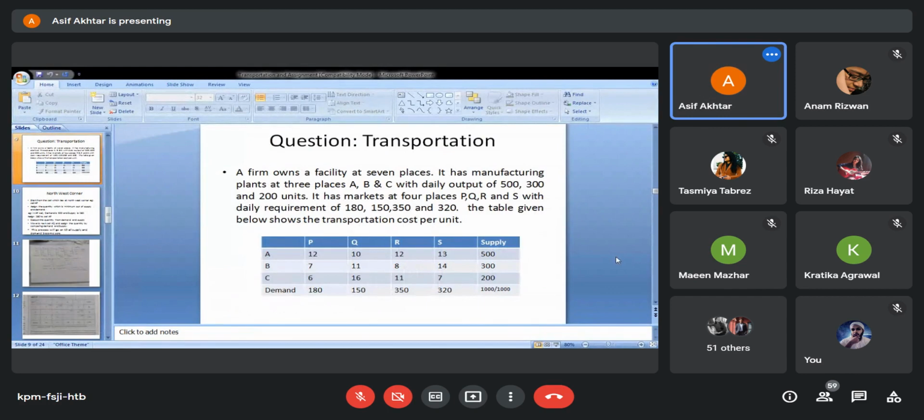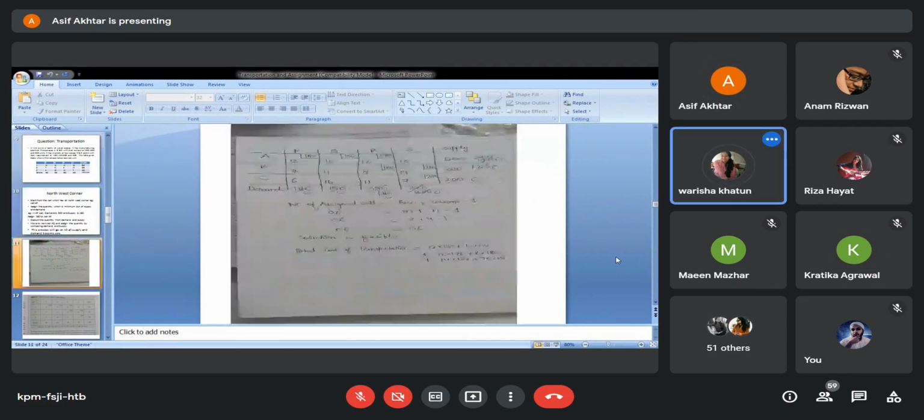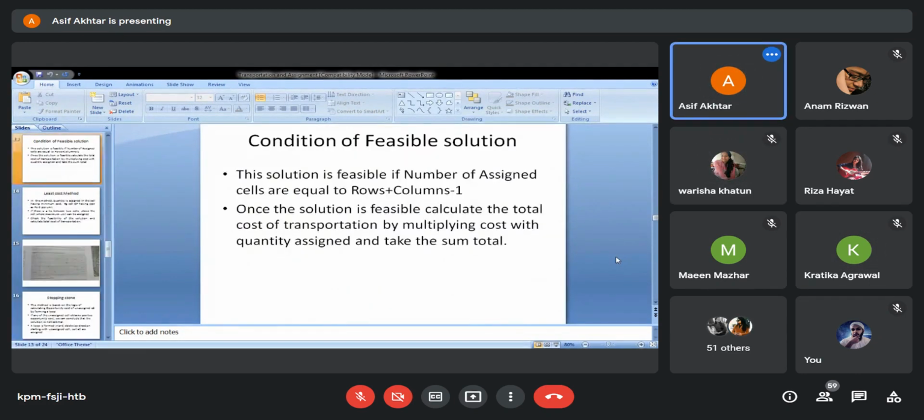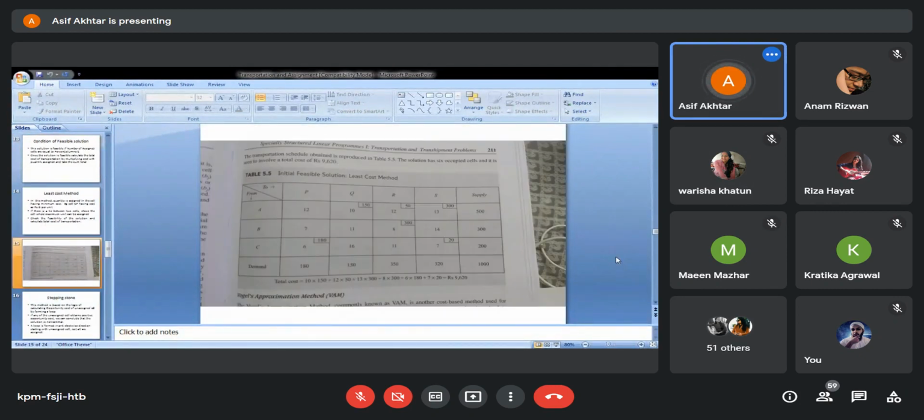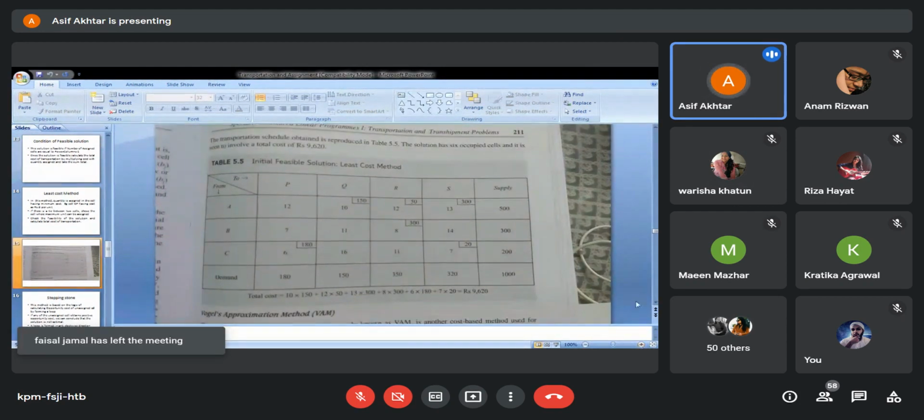Let me move to the least cost method. Same problem. Is this a balanced problem or an unbalanced problem? Balanced. Let me move to least cost. Now, what is this least cost all about? This is the least cost assignment. If this is visible to you, this is the assignment by the least cost method.